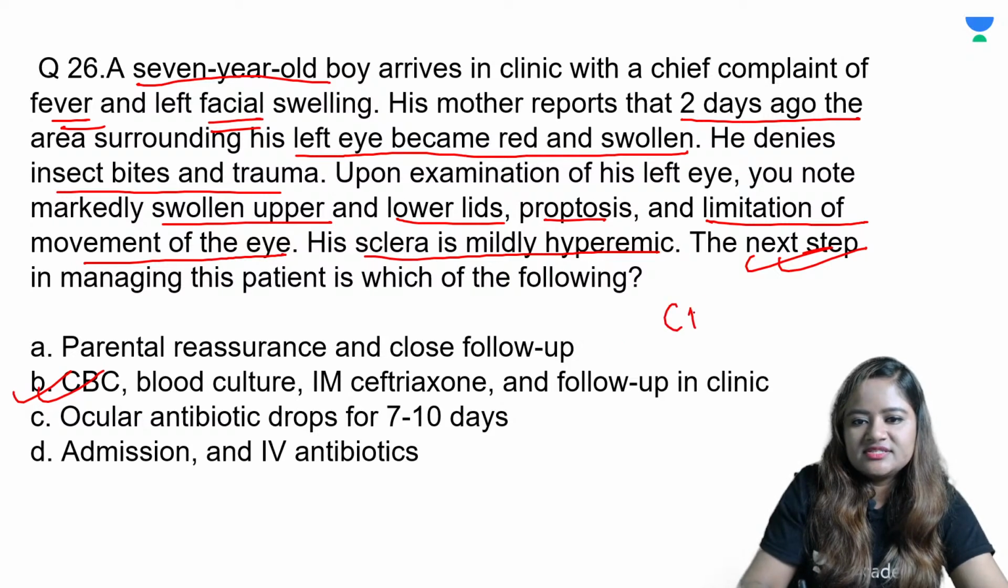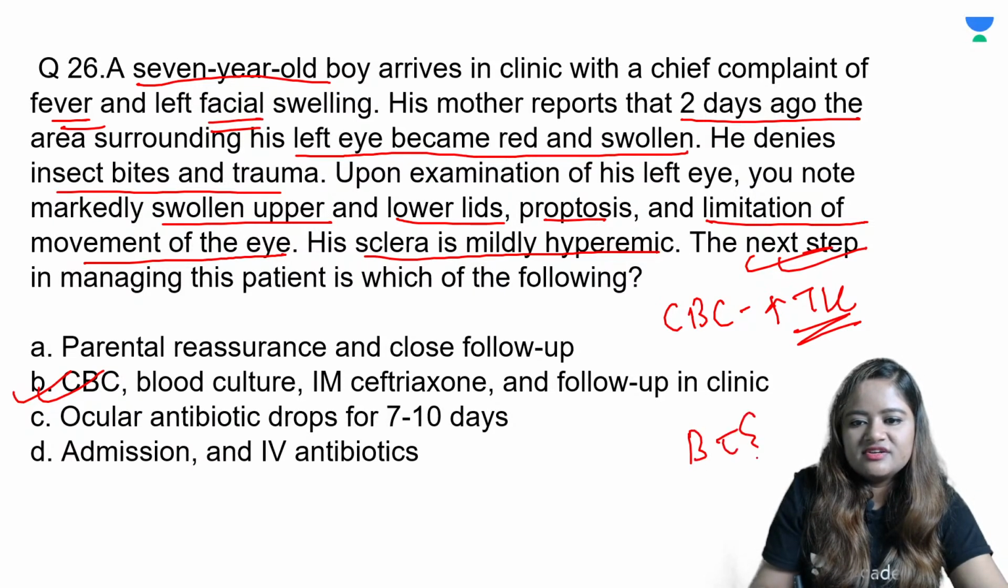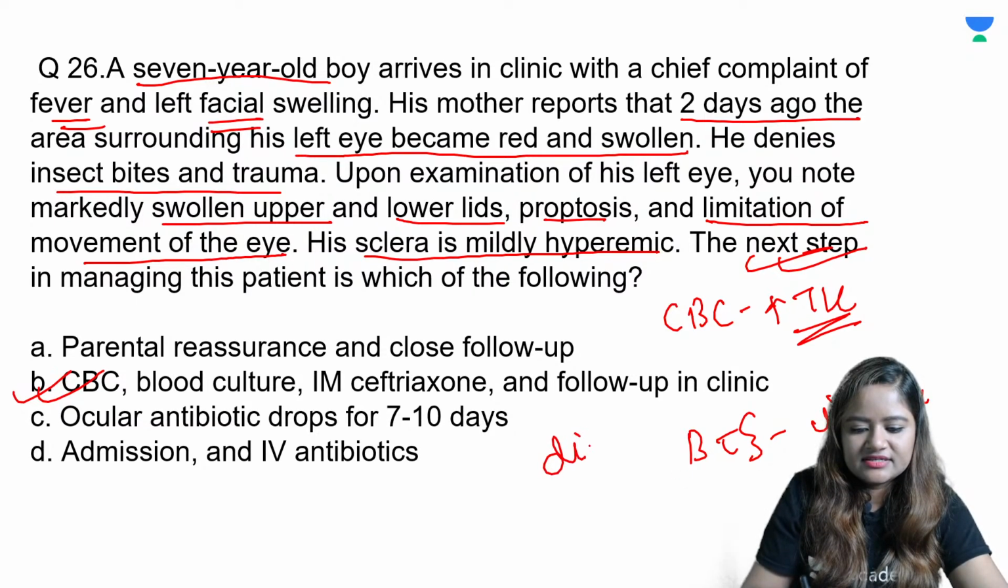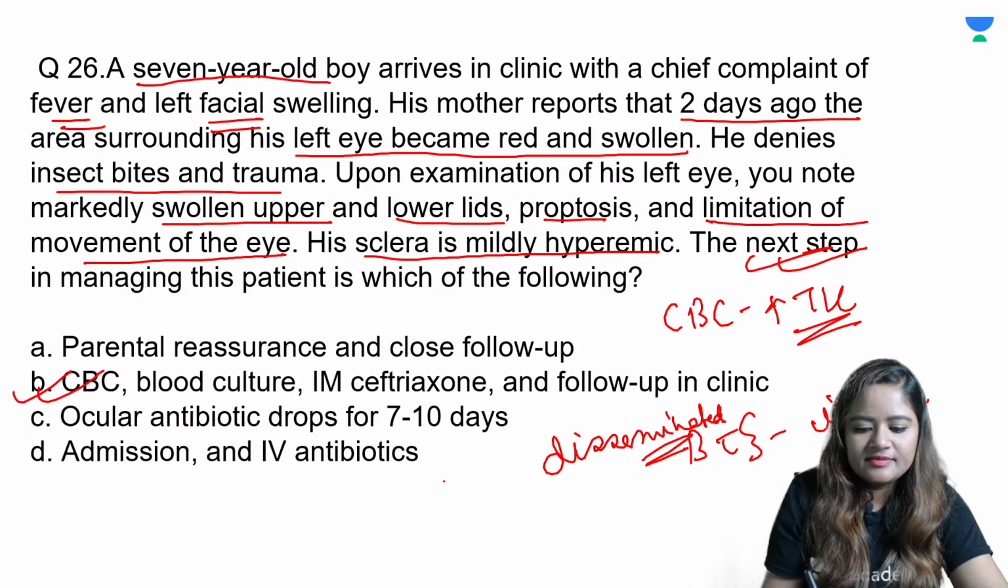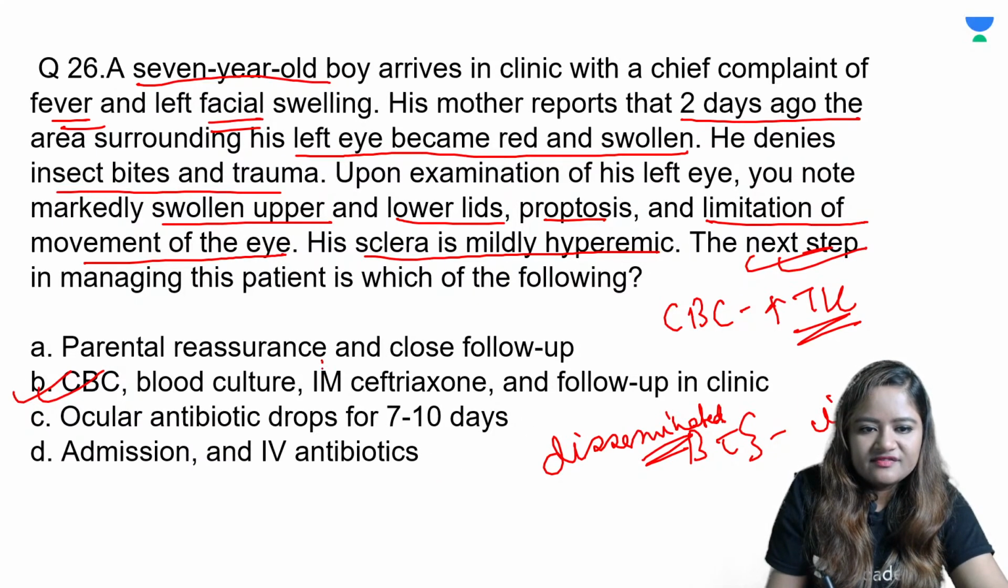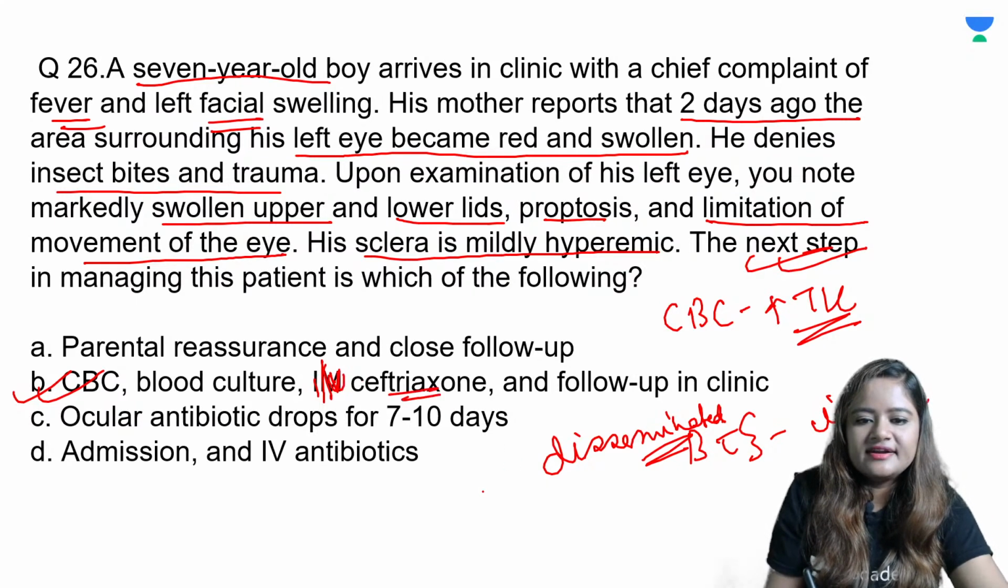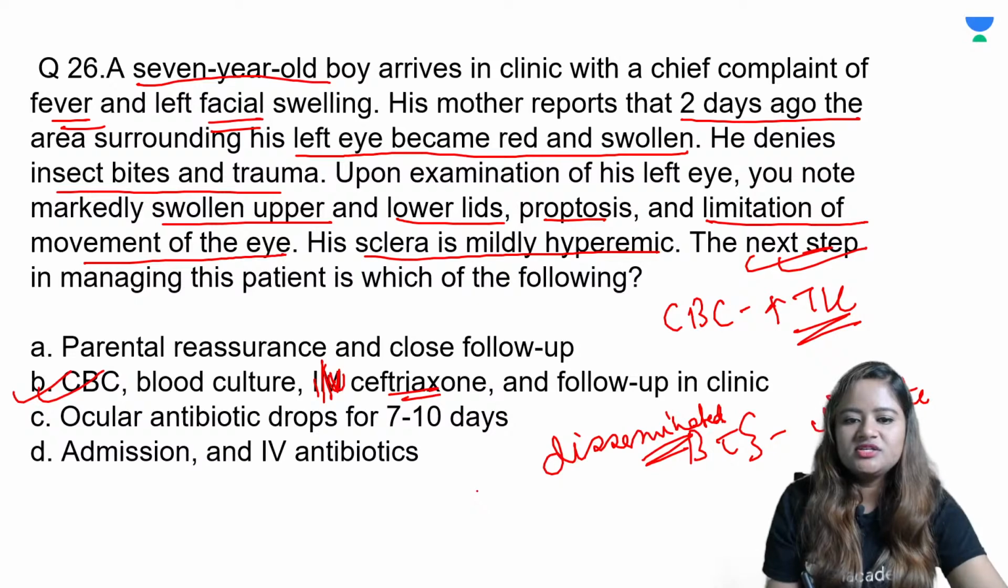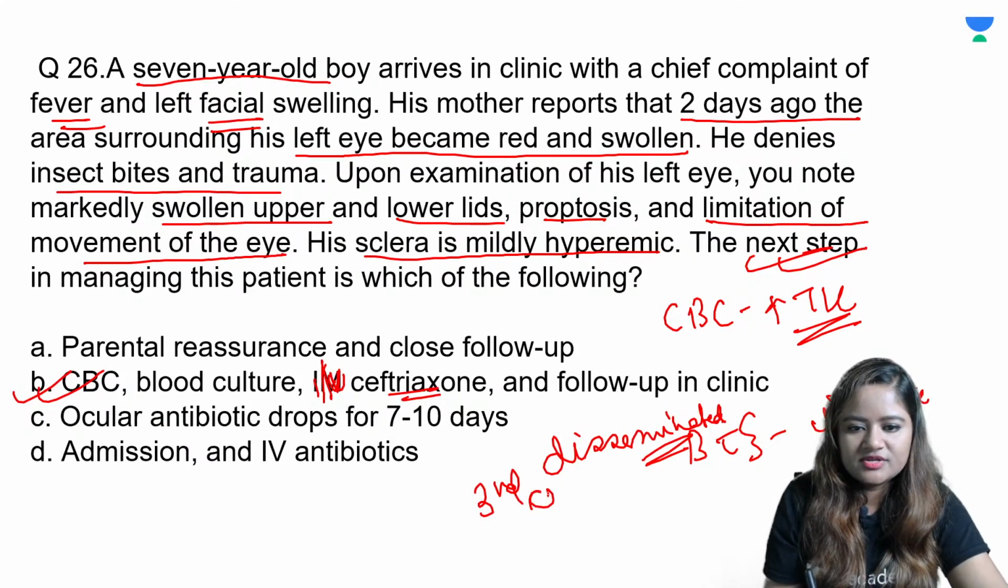You definitely need to send CBC to see the increased TLC counts, that is the onset of sepsis, and blood culture sensitivity, because many times you can get the isolate if the infection is disseminated. And then you have to start antibiotics, which could be IV definitely, but then IM is given over here, that is not a big problem. So antibiotics need to be given, especially third generation cephalosporins. Third generation cephalosporins have a very broad coverage, so you can use that.